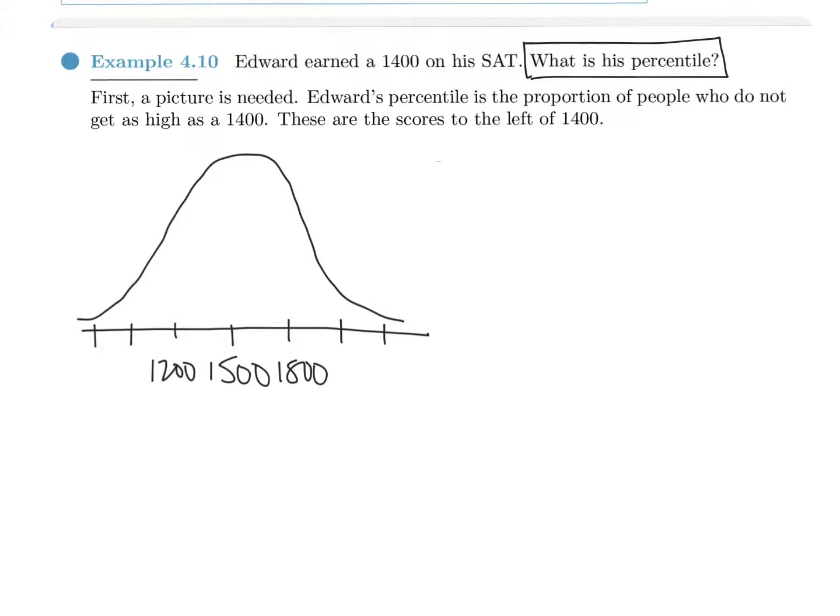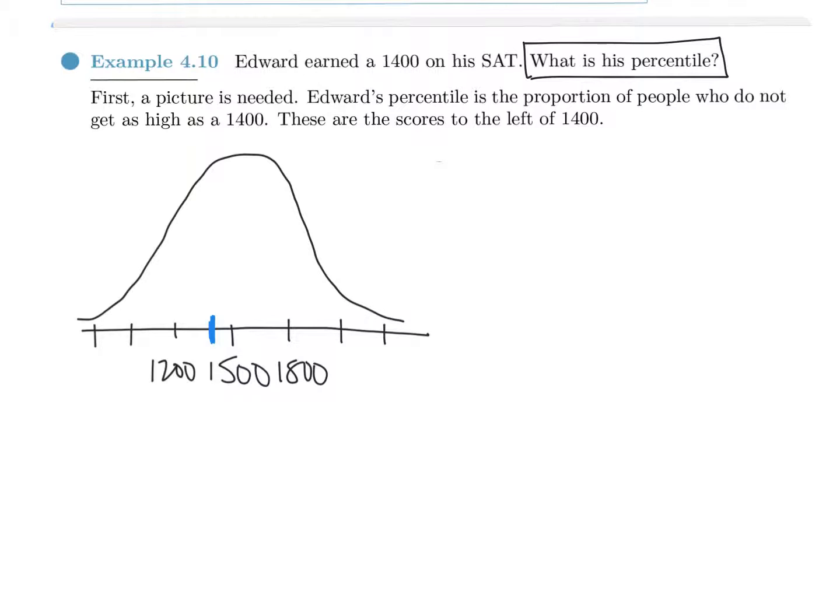And so what we have here is Edward, who got a 1400. I've already drawn the picture to save a little bit of time, but his score of 1400 is about right here. And what I need to do is figure out what percentile he is. I think that this means he's going to be less than 50%, because if he got a 1500, that's exactly in the middle of our curve. So we can assume by using a little bit of common sense that he is somewhere less than 50% in his percentile.